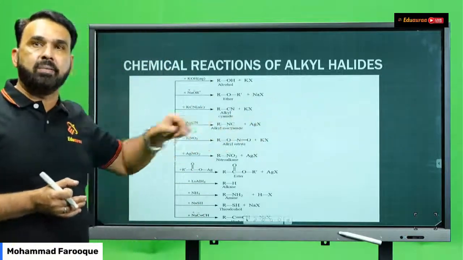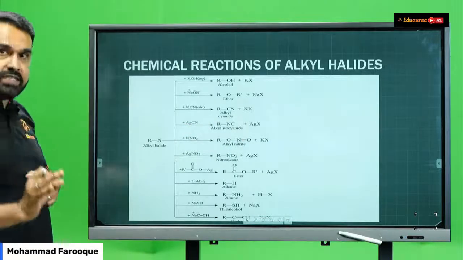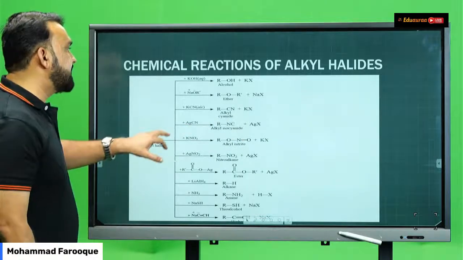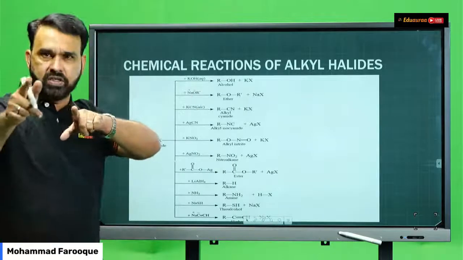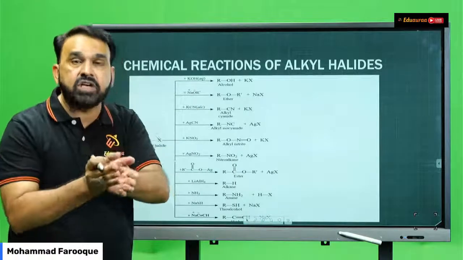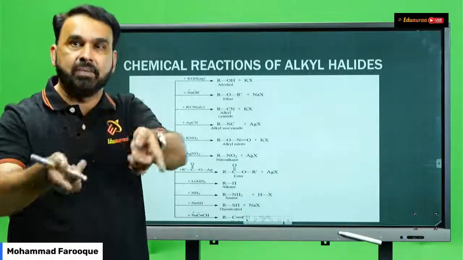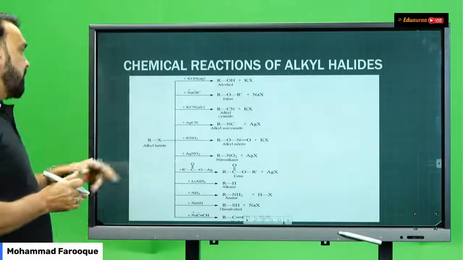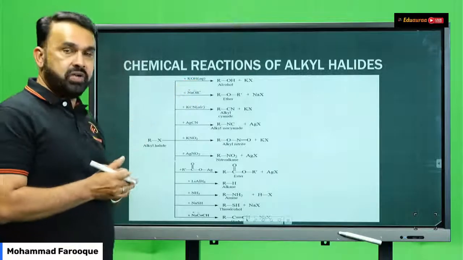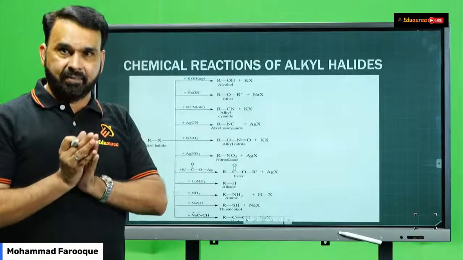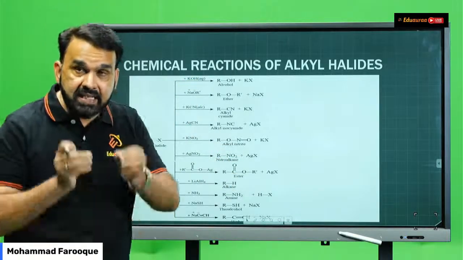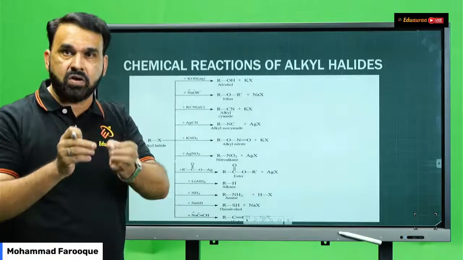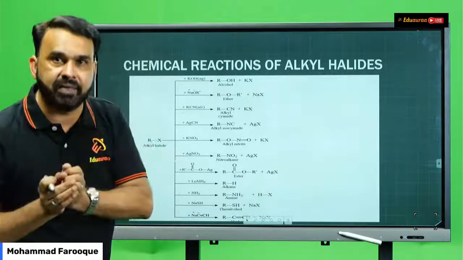First is that when an alkyl halide RX is treated with aqueous KOH, students, very important. Aqueous KOH brings about substitution, but alcoholic KOH brings about elimination. Don't forget that, students. So aqueous KOH or aqueous NaOH or moist silver oxide. Again, silver oxide should be moist. That means silver oxide in water will give silver hydroxide.